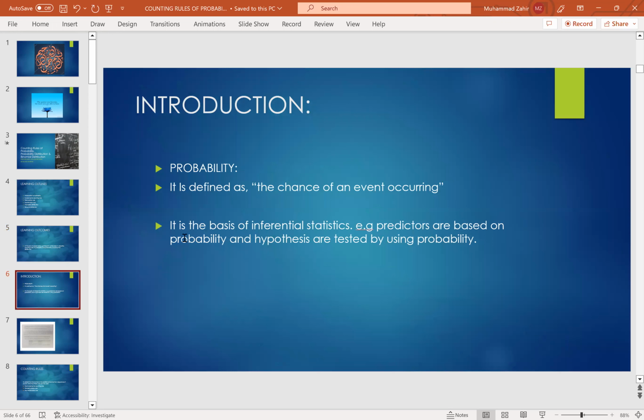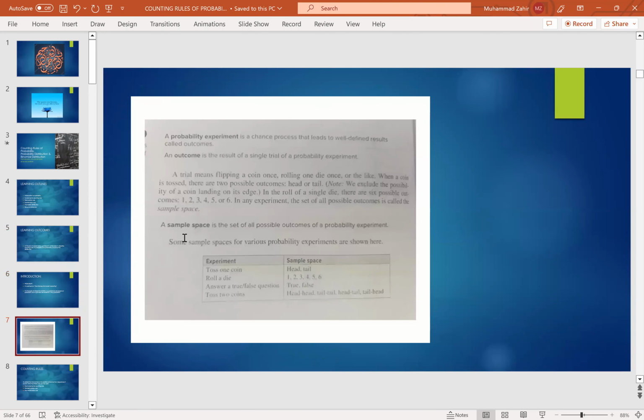Introduction. Probability is defined as the chance of an event occurring. It is a basis of inferential statistics. For example, predictors are based on probability and hypotheses are tested by using probability. A probability experiment is a chance process that leads to well-defined results. An outcome is the result of a single trial of a probability experiment.